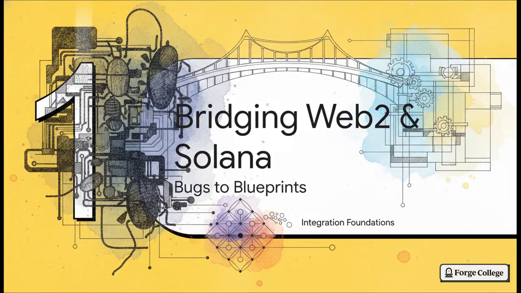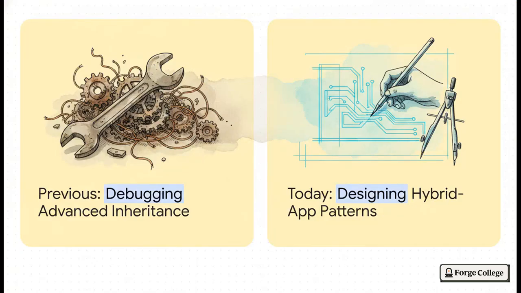All right, Section 1, bridging Web 2 and Solana, from troubleshooting to blueprinting. To give you a little context on where we are in the broader curriculum, in our previous session, we were really deep in the weeds with debugging advanced inheritance and edge cases. We were fixing bugs and doing all that necessary troubleshooting. But, well, you can't build a skyscraper just by fixing a broken window, right?